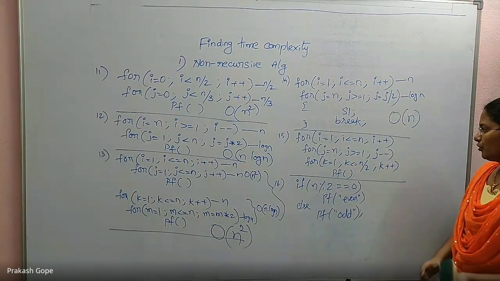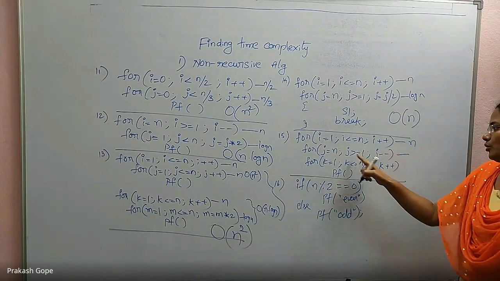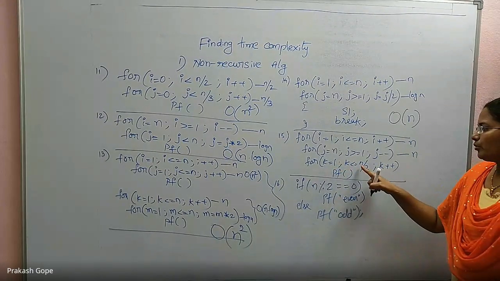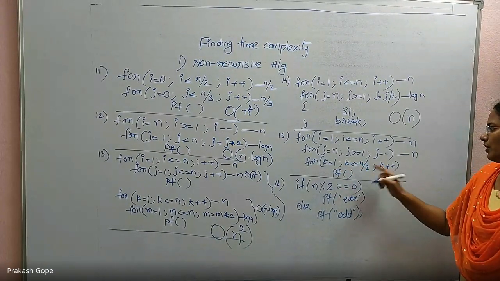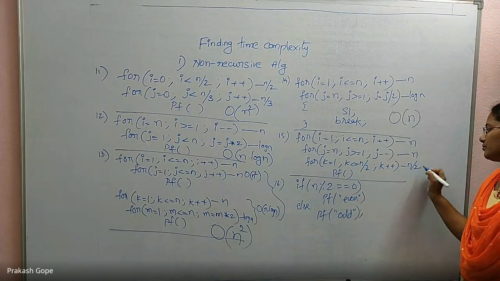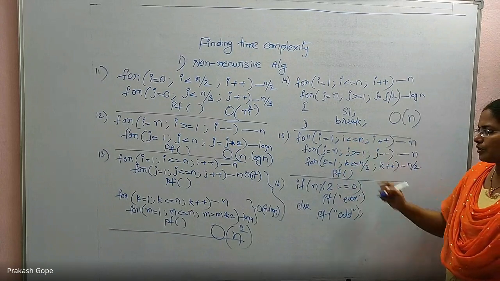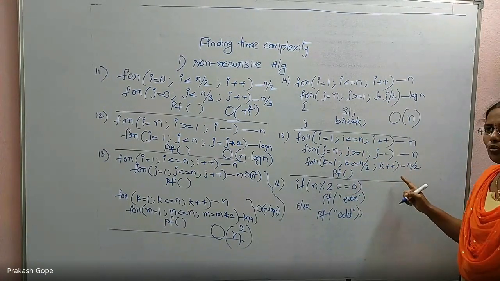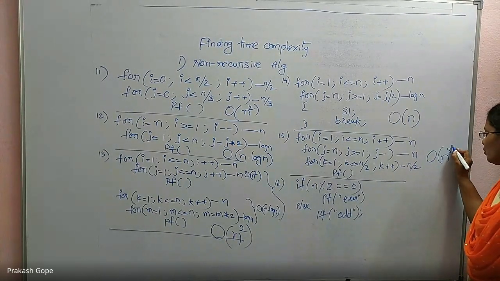Next one, 1 to n, i plus plus, so n times. n to 1, j minus minus, again n times. 1 to n by 2, k plus plus, which means this one will run for n by 2 times. So what is the time complexity of the whole algorithm? Because it is 3 nested for loops, n into n into n by 2, that is n cube by 2. The 2 has no importance. So the time complexity is big O of n cube.